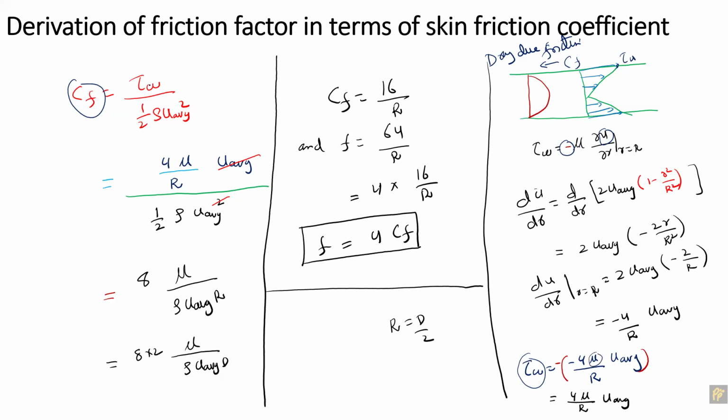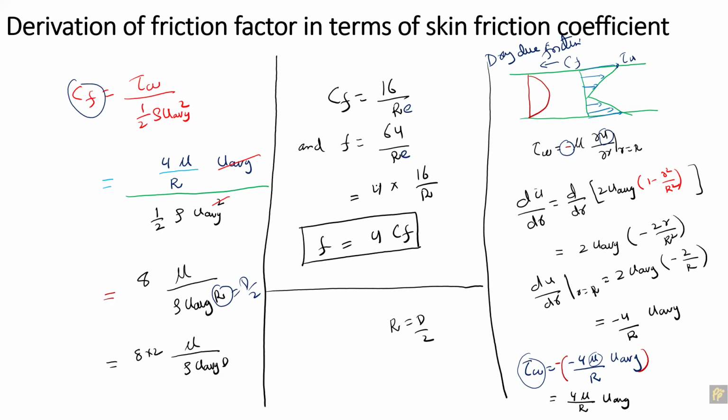So put this value over here, which is 4 mu upon R and U average. And in the denominator, we have 1/2 rho into U average square. So cancel out terms and we get the value as 8 into mu upon rho U average into R. If I make this R as a diameter, this will be equal to D by 2, and 2 will go into the numerator, so this will be 16. So CF is equal to 16 upon RE. Okay, so then F equals 64 upon RE.